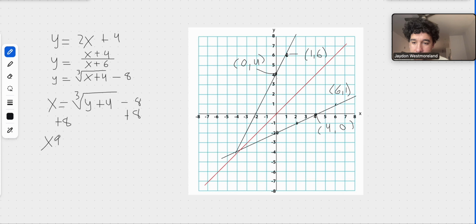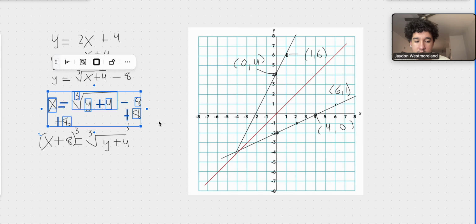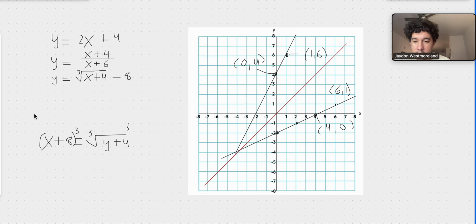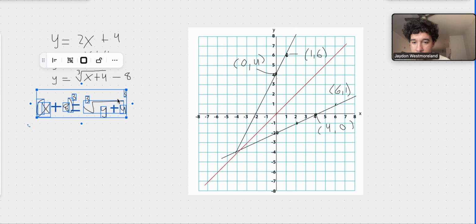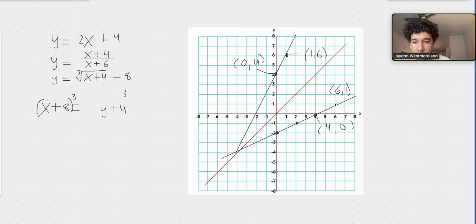X plus 8 is equal to the cube root of y plus 4. How do I undo the cube root? Well, the opposite of taking the cube root is cubing it. So I'm going to cube everything. That is going to essentially give me, right here, y plus 4 is equal to x plus 8 cubed.